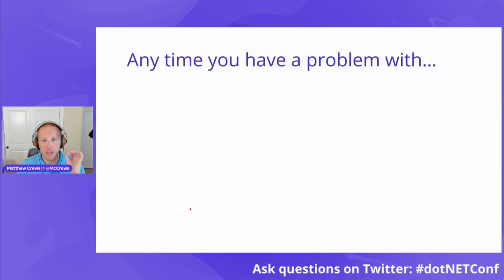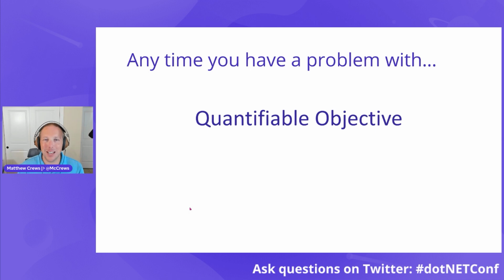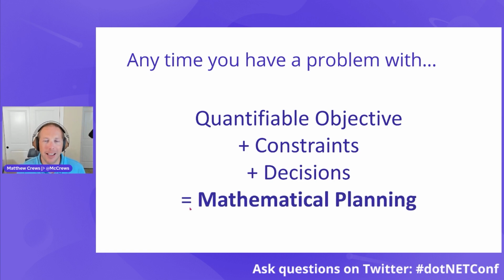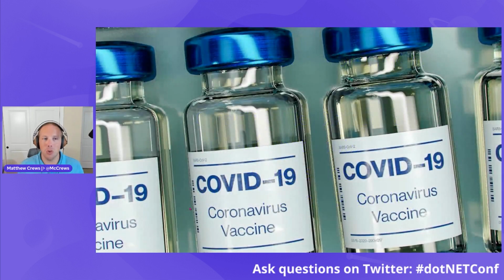Now, what I've been trying to get across to you is that anytime you have a quantifiable objective, constraints to be obeyed, and decisions to be made, you may very well have a mathematical planning problem. Now, let's actually work a problem and let's see some code. This has all been very nice, Matthew, but show me the code.